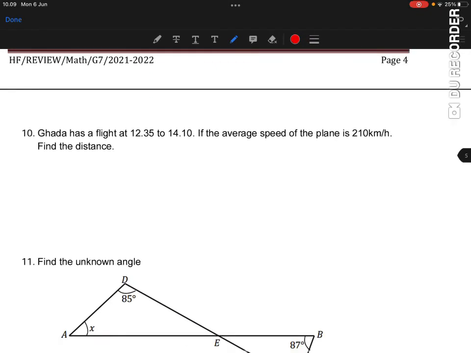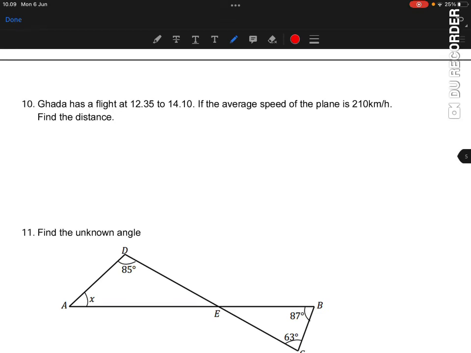Move on to number 10. Gada has a flight at 12:30 to 14:10. If the average speed of the plane is 210 km per hour, find the distance. Right, guys. You already learned this also in the physics, right? Speed is equals to distance over time. But we need to find the distance.